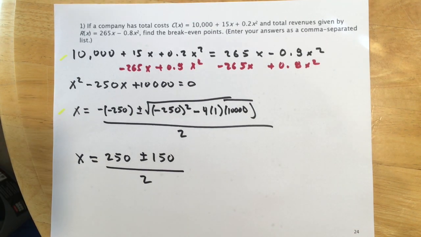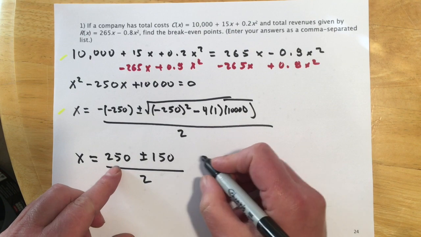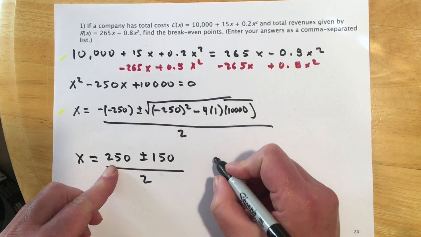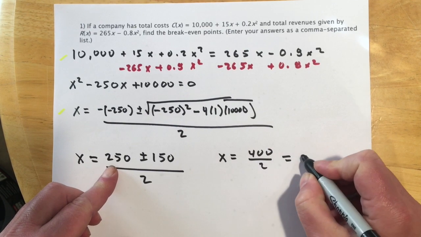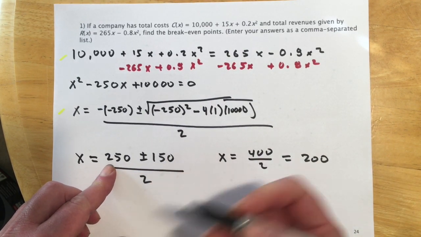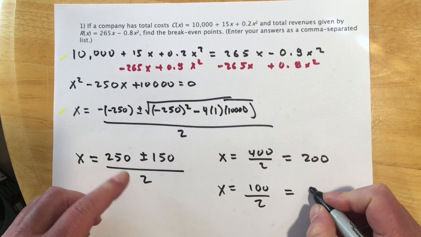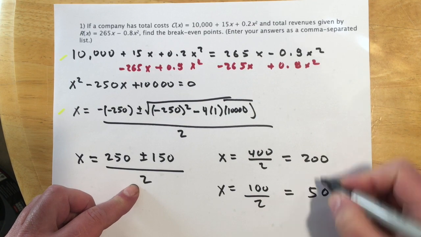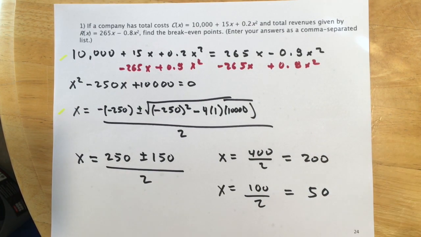So that's going to be two distinct answers now, where we would break even. And so the first one is 250 plus 150 would be 400 over 2, so that would be 200. And the second one is 250 minus 150, so that would be 100 over 2, which is 50. So we break even when we make 50 or 200. And probably somewhere in between there we get to make money, is the idea.